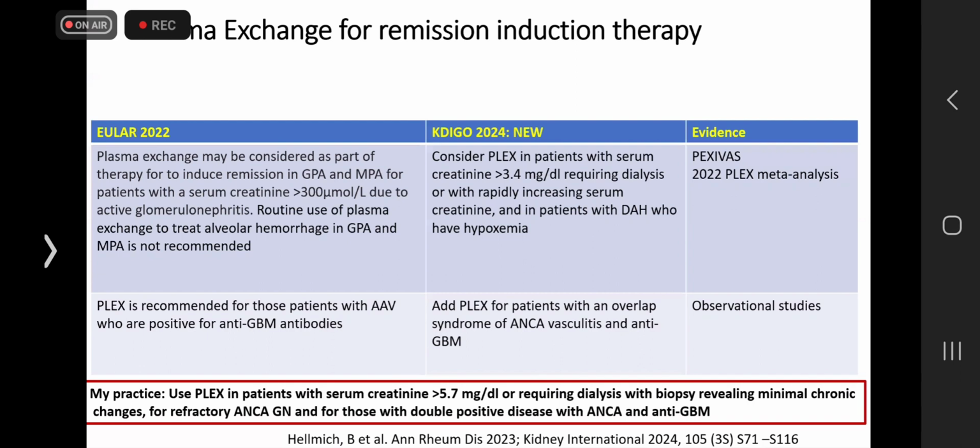So in my own practice, I still use PLEX, mostly in patients who have serum creatinine greater than 5.7 milligrams per deciliter or requiring dialysis with a biopsy. I think kidney biopsy is really important here. With a biopsy revealing minimal chronic changes, and also use PLEX for those that have refractory ANCA-GN and those with double positive disease.